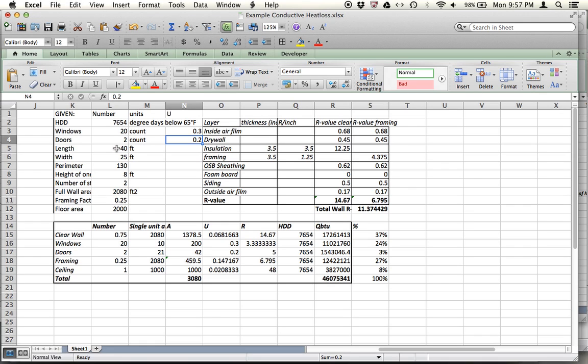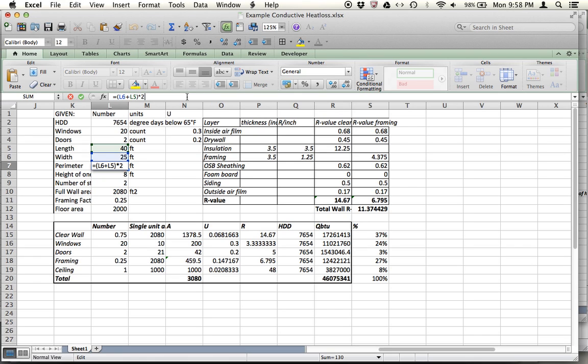So in this particular instance, it's a different house from the ones I'm asking you to model in the homework. So it's 40 feet long and 25 feet wide, and we already know that the height of one story is 8 feet. So that means the perimeter is going to be in linear feet. So we want to have a perimeter, and that's easily figured out. So there's our first equation, is length plus width times 2.